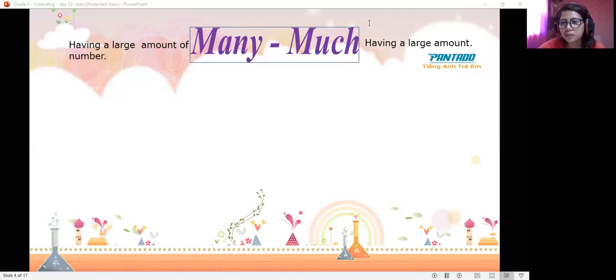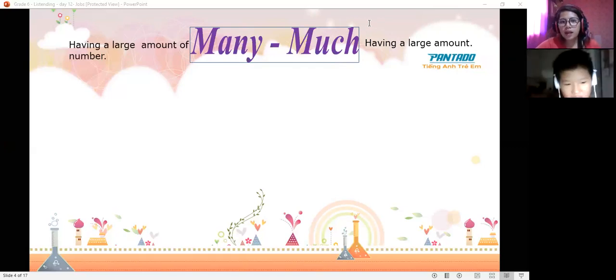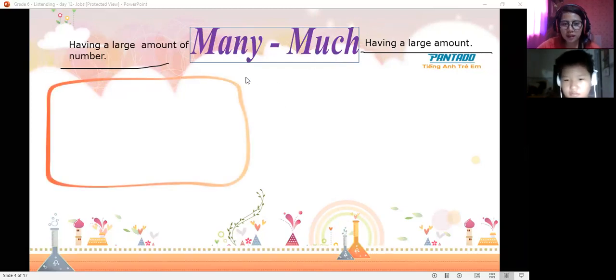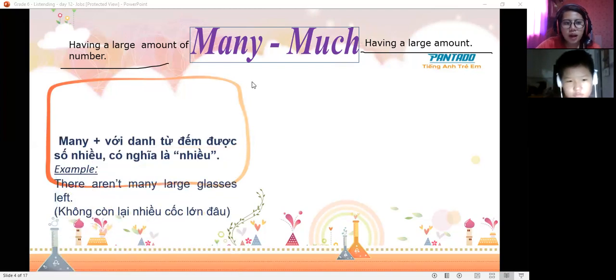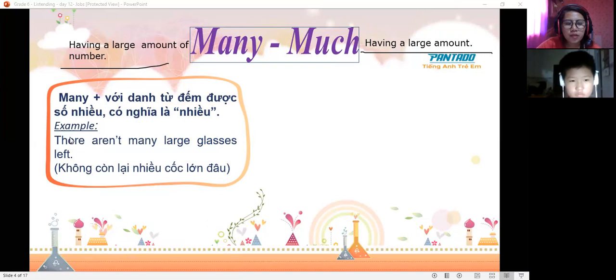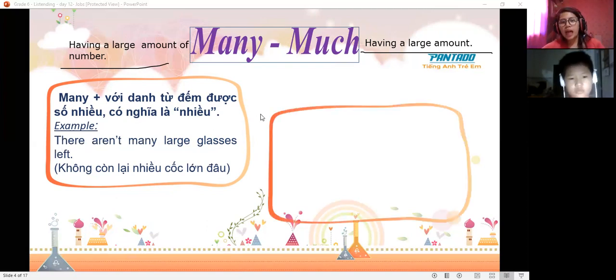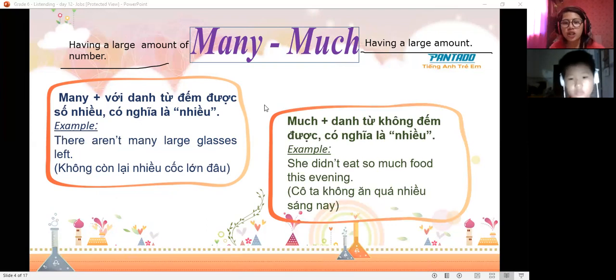Where are you? Okay, can you read what is many? Many is having a large amount of number. Very good. How about much? Much is having a large amount. Okay, that's great. So, many, there is an example: there aren't many large glasses left. And the example for much is: she didn't eat so much food this evening.